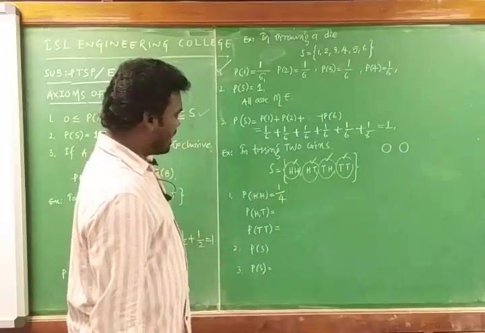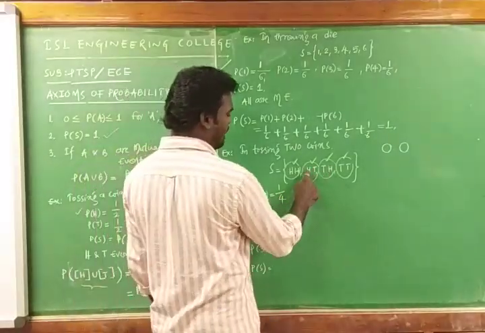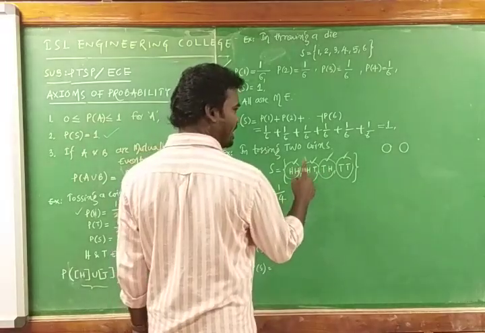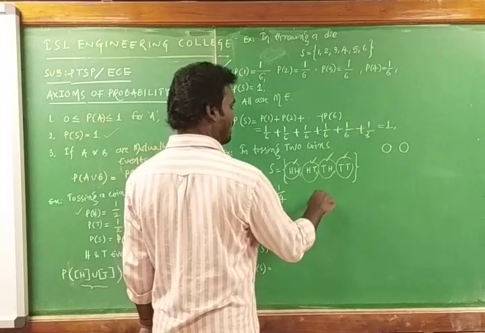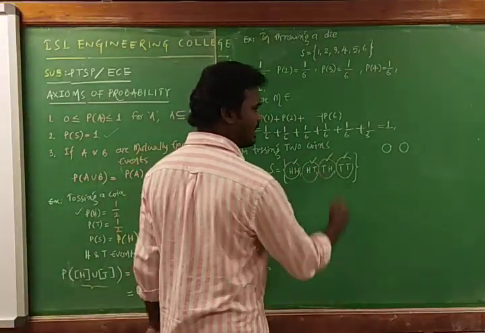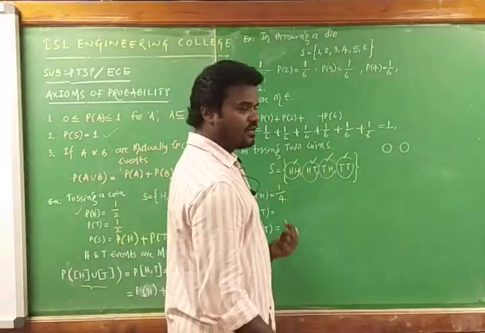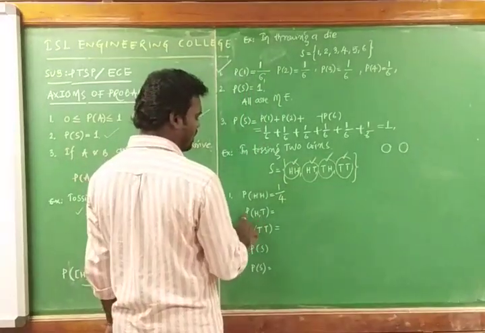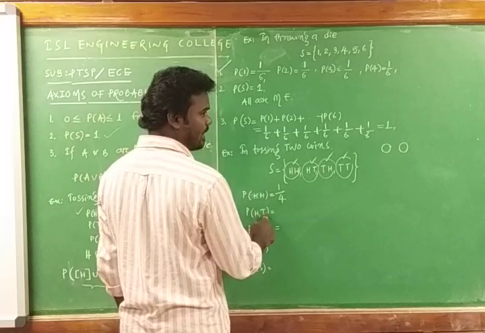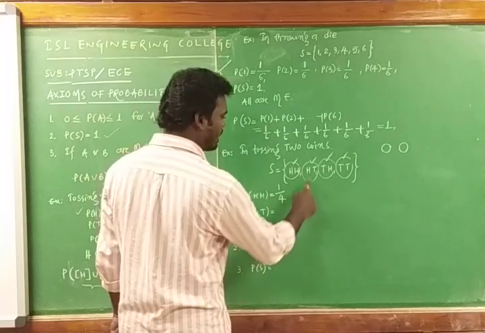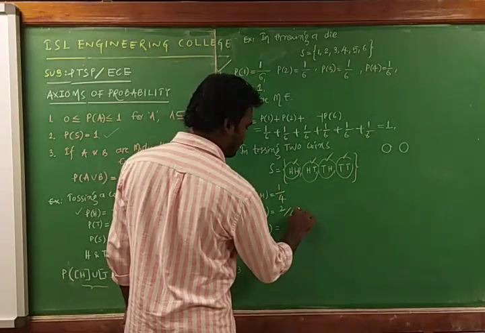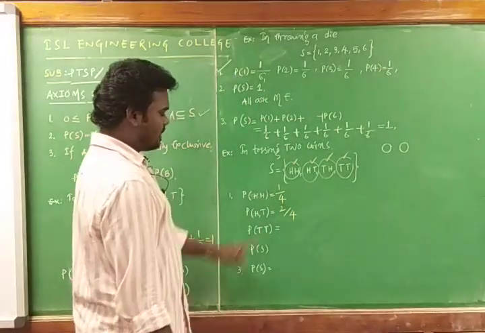Coming to the combined case, head-tail and tail-head, where we have one head and one tail. What is the probability of getting one head and one tail? The probability of head and tail has two favorable cases out of 4, so this is 2 by 4, and the earlier one is 1 by 4.